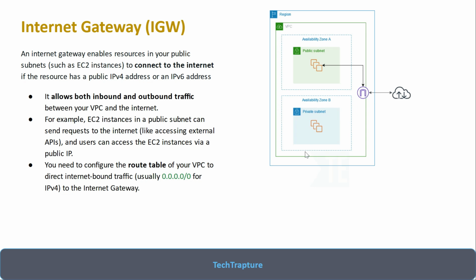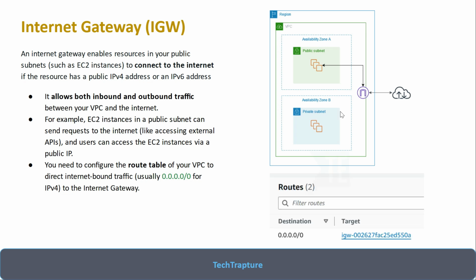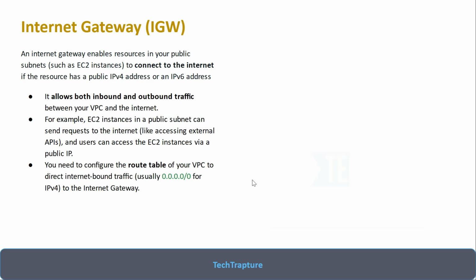And within the private subnet it cannot access the internet because there is no internet gateway available. So that is my private subnet. In the route table we should have an entry that if any traffic is going outside to the internet, it should go to the IGW, that is my internet gateway, but that entry should be in the route table. So first we need to understand what a route table is.